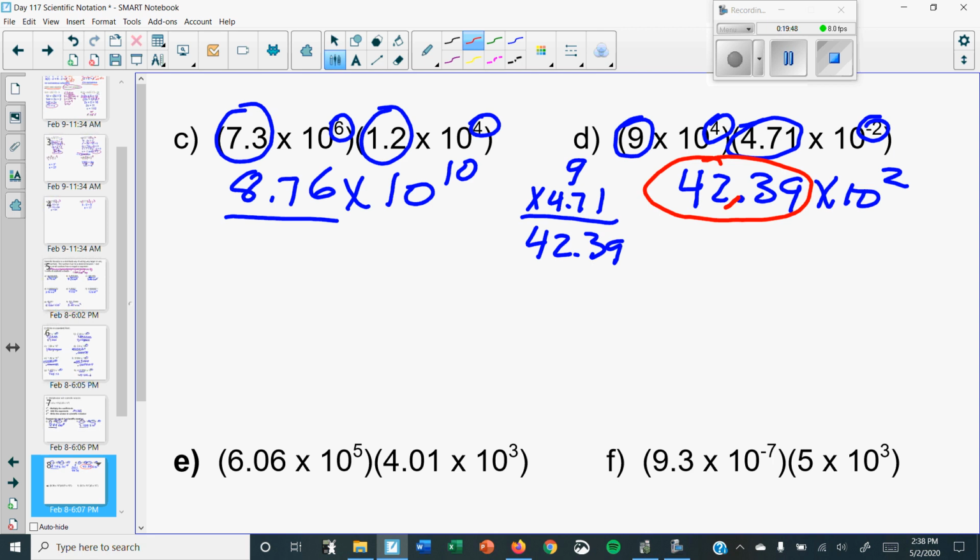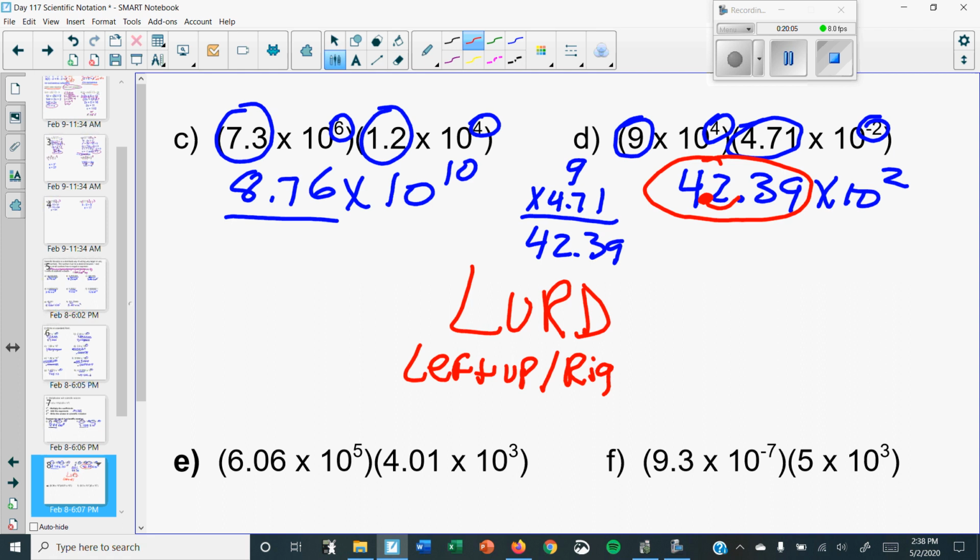So when you swoop the decimal to where it needs to go, that's going to affect the exponent. So I want you to memorize this. Memorize LERD. It stands for, if you go to the left, move the exponent up. If you go to the right, move the exponent down. So which direction did I have to move? I had to move left. That means raise the exponent by 1. So your final answer is 4.239 times 10 cubed.